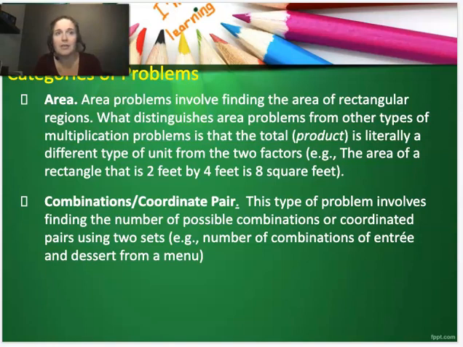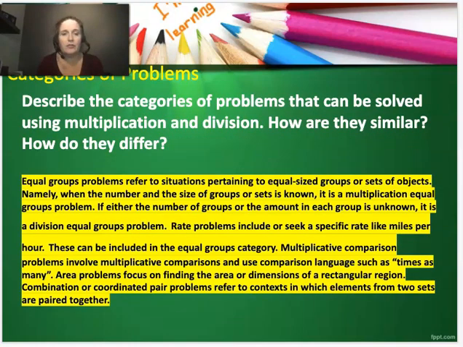And the last type is combinations or coordinate pairs. So this type of problem involves finding the number of possible combinations or coordinated pairs using 2 sets. So for example, the number of combinations of entrees and desserts from a menu. So those are the types of problems. Now that you know those types of problems, you should really think about how the problems are similar and how they are different.